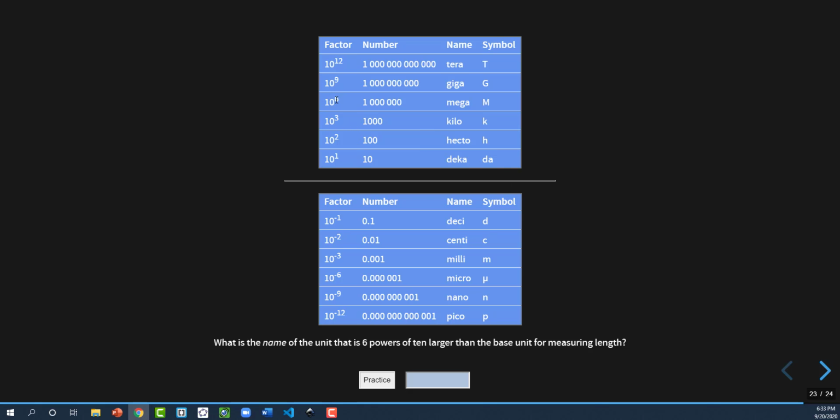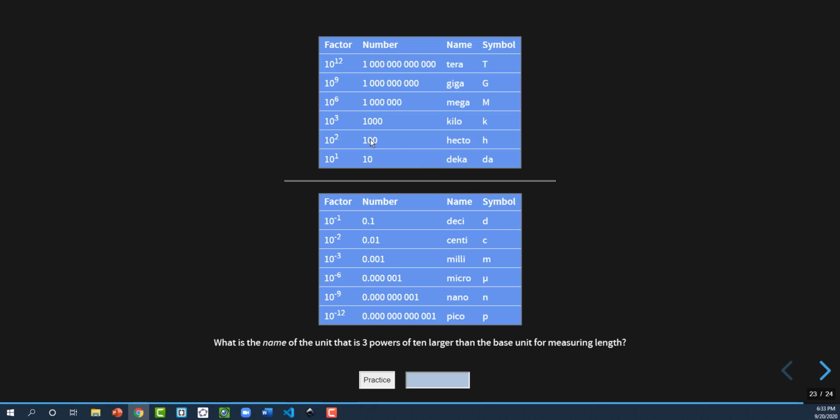Well, here's 6 larger than the base unit, which I think of as being at this line. That must be the megameter. And they want the name, so I just type it in. So it's the megameter. I think that's all we need for that. Okay, that was pretty easy. Let's try another one of these. What's the name of the unit that is 3 powers of 10 larger than the measurement for length?